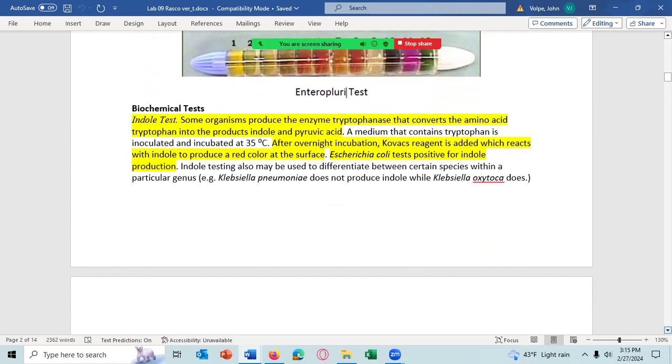All right, the first test we're going to talk about is the indole test. Some organisms produce an enzyme, tryptophanase, that converts the amino acid tryptophan into the products indole and pyruvic acid. After overnight incubation, Kovacs reagent is added to the tube, and Kovacs reagent reacts with indole to produce a red color at the surface. E. coli tests positive for indole. Klebsiella pneumonia does not test positive for indole.